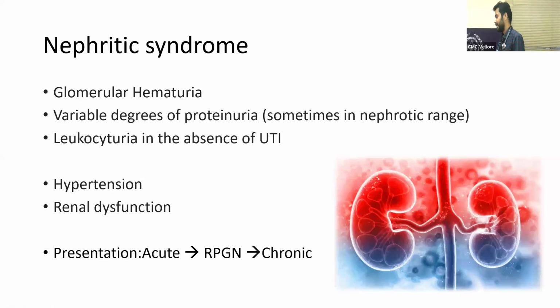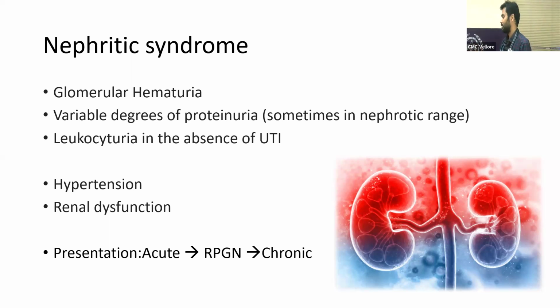So what is nephritic syndrome? Nephritic syndrome is inflammation of the glomerulus mainly. So how does this present? It can present with glomerular hematuria with variable degrees of proteinuria. That means they may not have any protein in the urine, or sometimes they can present with nephrotic syndrome also. So this can be considered as nephrotic nephritic. Sometimes they will have leukocyturia because of glomerular inflammation along with RBCs. WBCs also can be excreted through the urine.